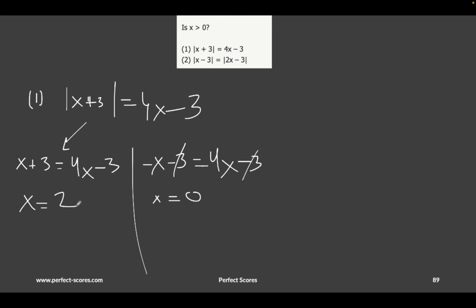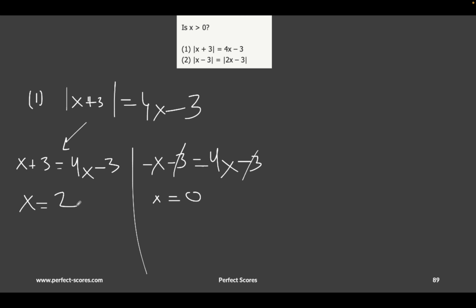So if you plug these numbers back in, 2 plus 3, the absolute value of 5, is equal to 8 minus 3, which is 5. So that's possible. But the absolute value of 0 plus 3 is not equal to 4 times 0 minus 3. Like, the absolute value of 3 cannot be equal to negative 3. So that means this is implausible. So we only have one value of x, hence statement 1 is sufficient.